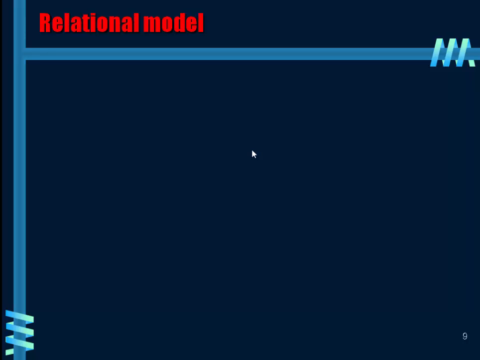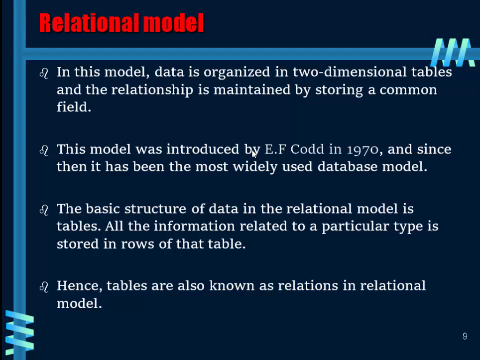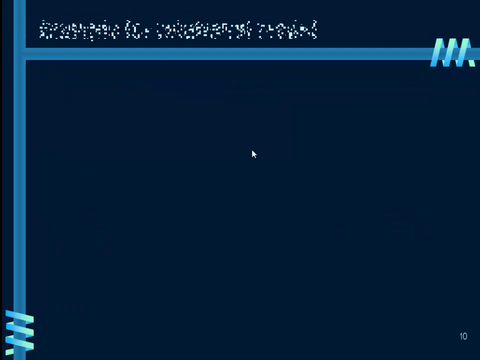This relational model was introduced by E.F. Codd in the year 1970, and since then it has been the most widely used database. In fact, nowadays this is the only database used around the world, that is the relational model. One of the most basic structures of the relational model is tables. All the related information is stored in the form of rows and tables. These tables are called relations, and this is known as the relational model.